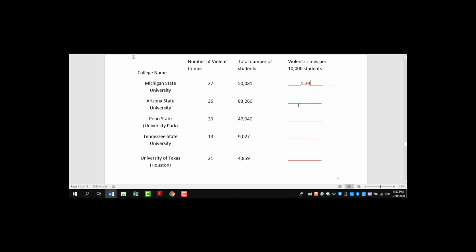Now I'm just going to hit pause and then put the rest of these in, and we'll talk about it a little bit. So like I said, we calculated the rates, and now we can make the comparison about which school has the most violent crimes. We can see that clearly it's the University of Texas in Houston. While it didn't show up under the absolute numbers, it certainly shows up under the rate. That's why we use rates and ratios for comparison, not absolute numbers.